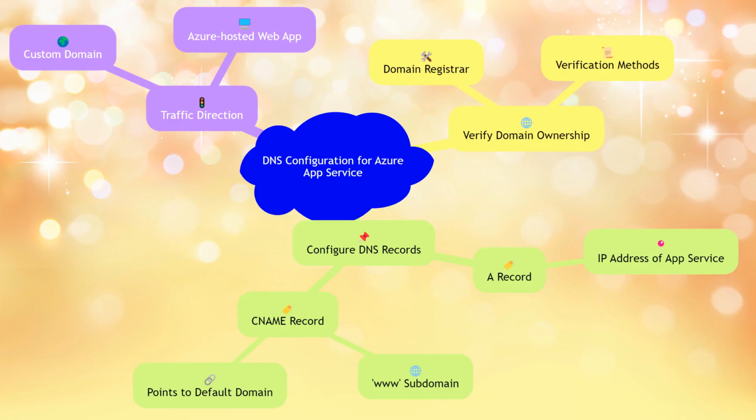After verifying domain ownership, configure the DNS records to point to your Azure App Service. Add an A record with the IP address of your app service. Additionally, add a CNAME record for the www subdomain pointing to your app service's default domain. These records ensure that traffic to your custom domain is directed to your Azure-hosted web app.